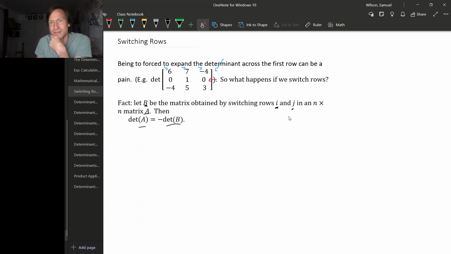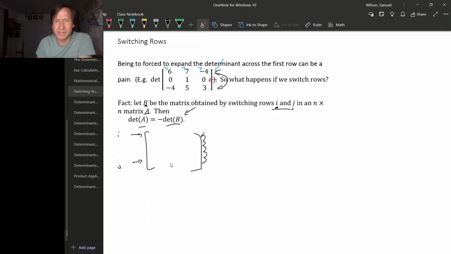This original statement says we could switch any 2 rows and the determinant would be the negative, but it's enough to switch adjacent rows because, suppose we have some matrix where we want to switch non-adjacent rows. Well, to make that happen, we can do a whole series of switching of adjacent rows. We could start out by moving the jth row up to the ith row, like that.